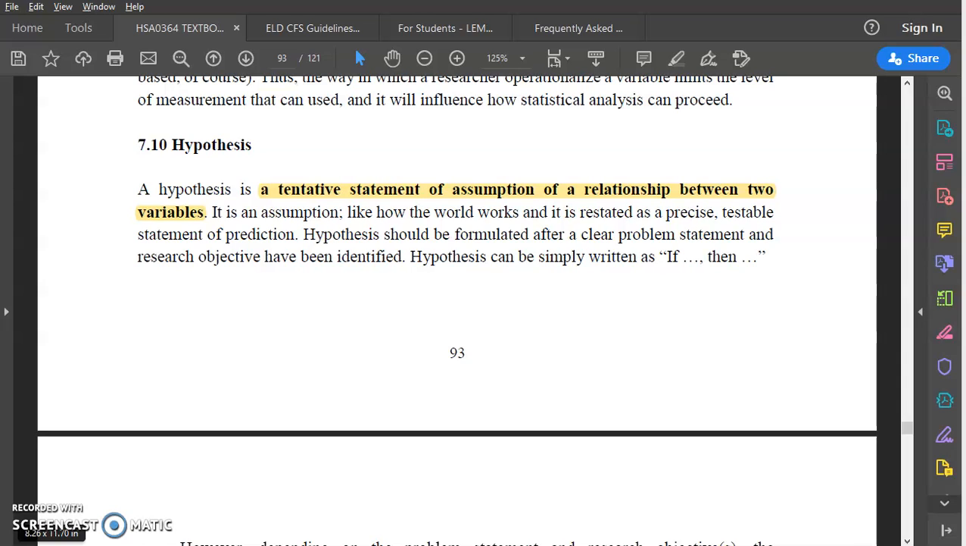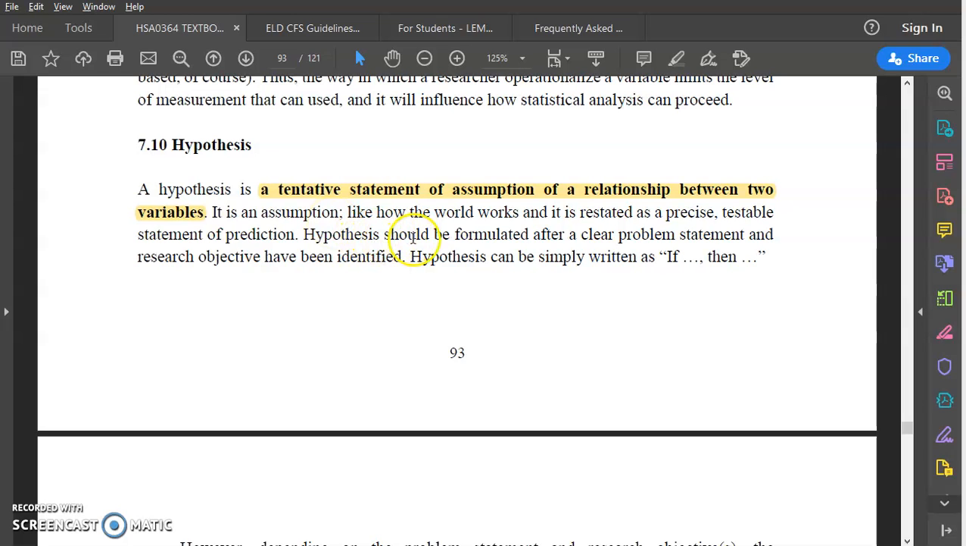Hypothesis. Okay, Assalamualaikum. Now let's look at what hypothesis is, which is the following lesson in your book. According to your book, hypothesis is a tentative statement of assumption of a relationship between two variables. Okay, it is an assumption, a systematic assumption.